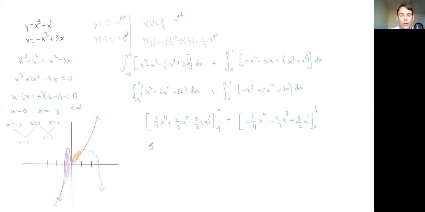All right, so put in the first number. So 0 minus 81/4. Plug that in there. I'm going to get minus 18 minus 27/2 plus -1/4 minus 2/3 plus 3/2 minus 0. And when I plug in the whole thing, I end up with 71/6.